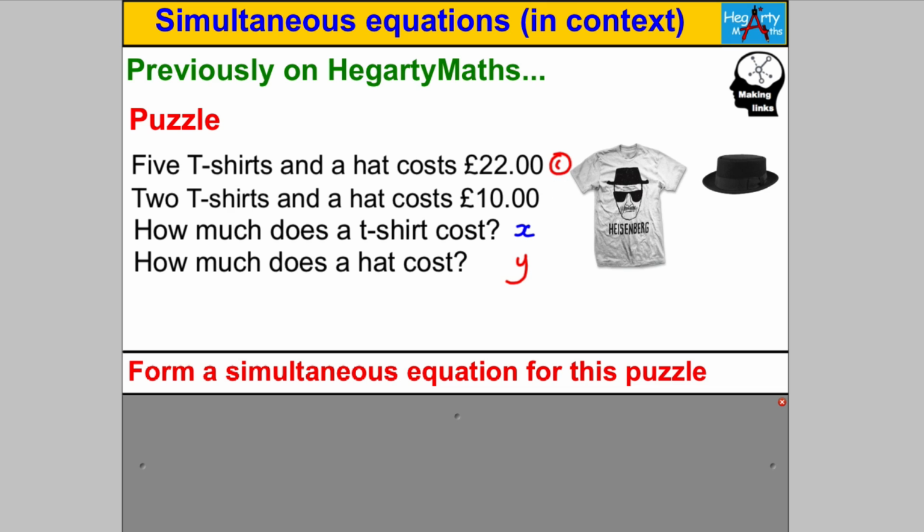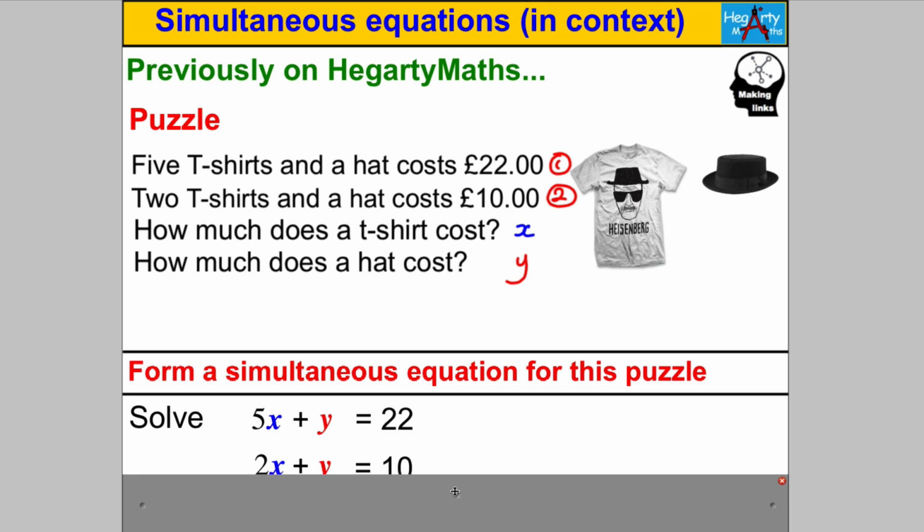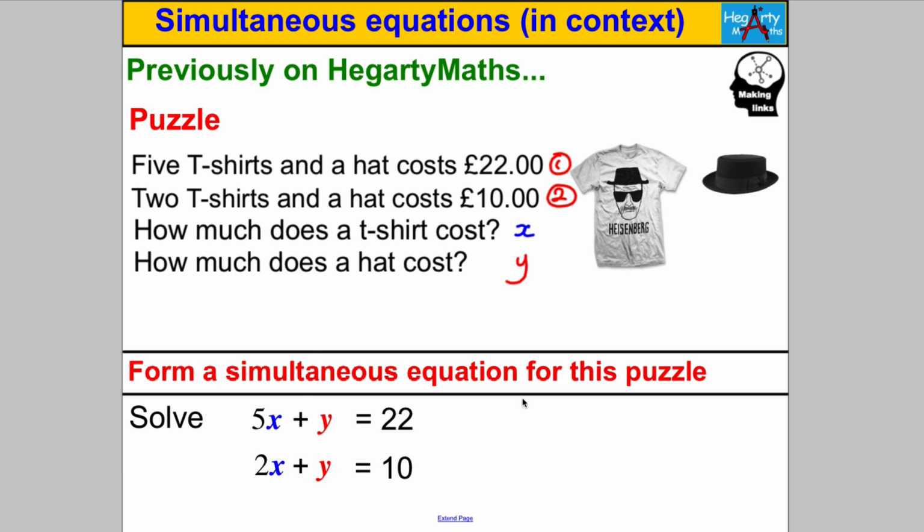We're given one piece of information here and a second piece. We're told 5 t-shirts and a hat cost £22. So we could say that 5 times x, 5 x's, plus a y must equal 22. And we're then told 2 t-shirts and a hat cost £10. So we've got 2x add y is equal to 10. And we would solve that. So solving this is equivalent to solving this puzzle here.